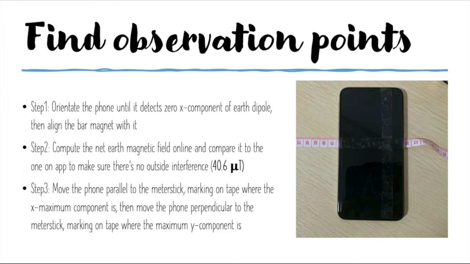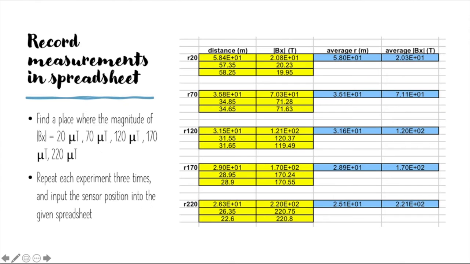And the third step is to move the phone parallel to the meter stick, marking on tape where the X maximum component is, then move the phone perpendicular to the meter stick, marking on tape where the maximum Y component is. To record the measurements in the spreadsheet, I find places where the magnitude of the X component of magnetic field equals 20 μT, 70 μT, 120 μT, 170 μT, and 220 μT. Then I repeat each experiment 3 times and input the sensor position into the given spreadsheet here.